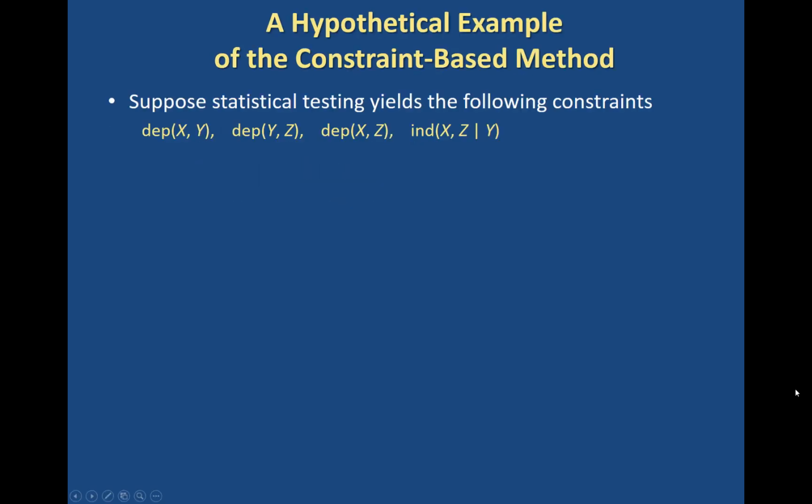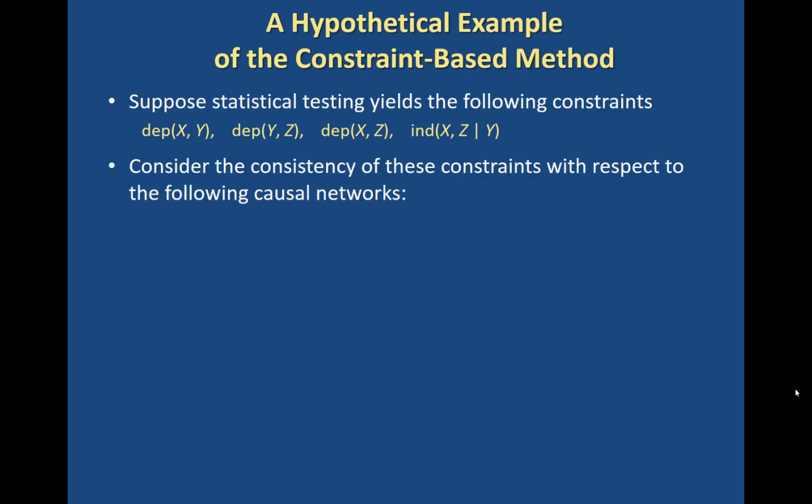So let's consider a hypothetical example of the constraint-based method. Suppose that statistical testing on a large data set yields the following four constraints that are found in the data. Variable X and Y are dependent, variable Y and Z are dependent, variable X and Z are dependent, and we find that X and Z are independent given Y.